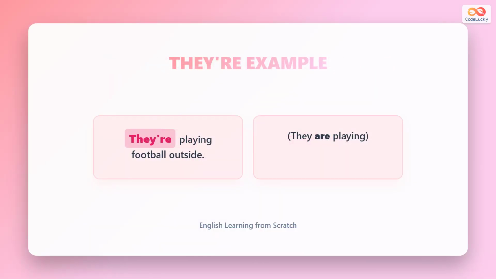Third example with they are contracted. They are playing football outside. Since we are using the contraction, we write it as they apostrophe are. This means a group of people are doing the action of playing football. You can also write this as, they are playing football outside. Both are correct. The contraction just makes it shorter and more casual in speaking and writing.